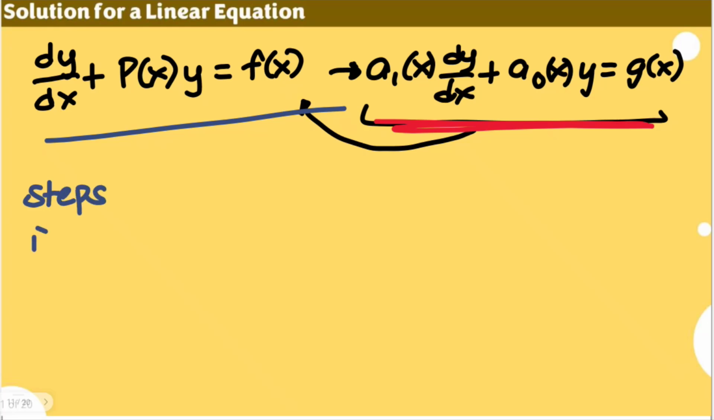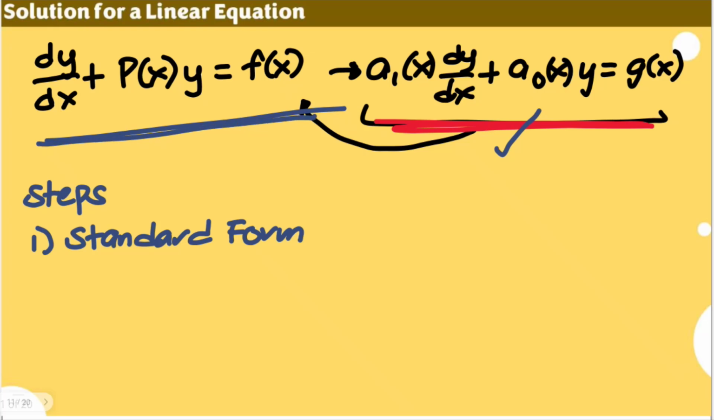The first one is of course finding the standard form, because sometimes the first order differential equation in this form here is not yet a standard form, and if we cannot put it in this manner, it will not form into a linear equation. Hence, we can no longer proceed to the next step. We can only guarantee that we can use the next step once we can identify that it's really a linear equation.